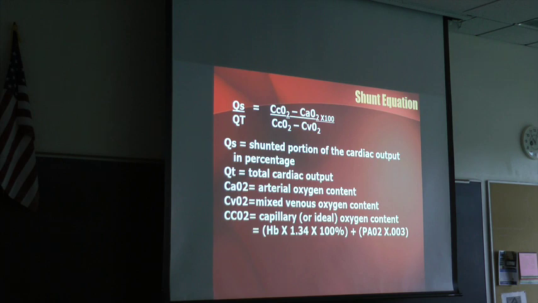Okay, I'm going to give you the information you're going to need. Arterial oxygen content, so write capital C, little a, O2. Arterial oxygen content is 18 volumes percent. Second, write capital C, little v, O2. Content of venous oxygen is 14 volumes percent. Alveolar oxygen pressure, PAO2, equals 200 millimeters of mercury. And the hemoglobin level is 15 grams.